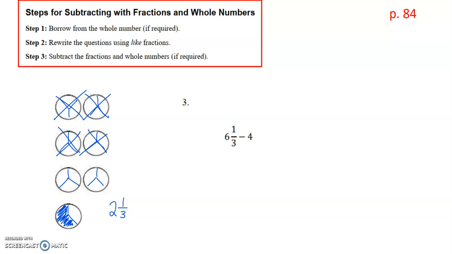Well, hang on a second. Do I need to borrow from anywhere to get that? I don't. So watch this one. When I have my mixed number first minus a whole number, I simply have to subtract my whole numbers. 6 minus 4 is 2, and the 1/3 comes along. So those ones, when a fraction is at the front and we're subtracting a whole number, we don't have to go through the borrowing step. Now, if we did, nothing would go wrong. It would just be a little bit extra work.